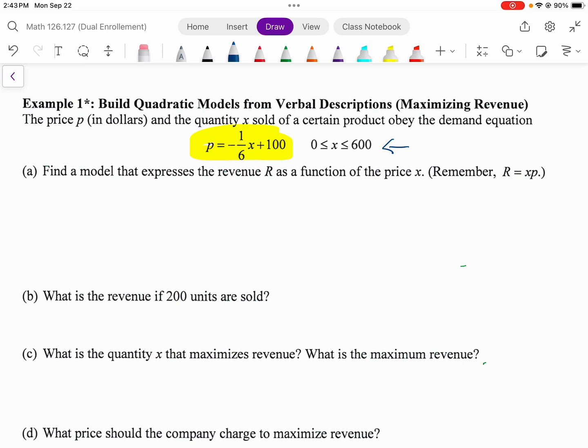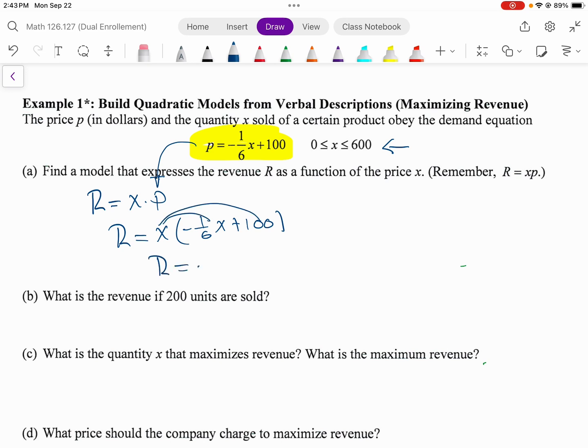The first thing we're going to do is find the model that expresses the revenue R as a function of the price X. So we're going to be using the formula R equals X times P, and then we're going to plug in our p-value. So this is going to be -1/6x plus 100, and then I'm going to simplify by using the distributive property. So R is equal to -1/6x squared plus 100x, and that is the model.